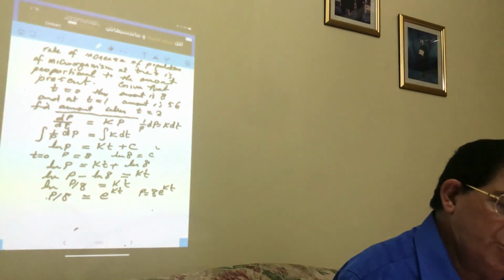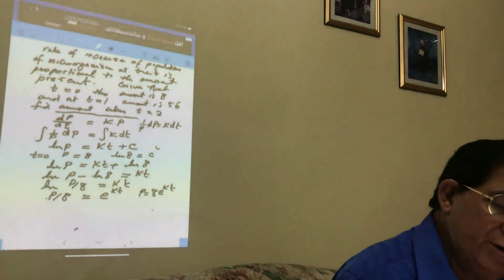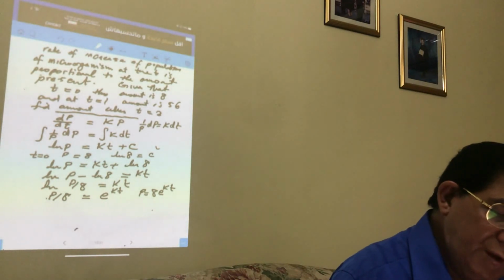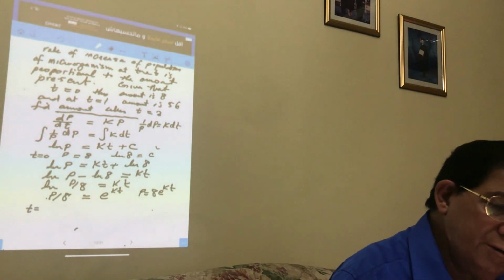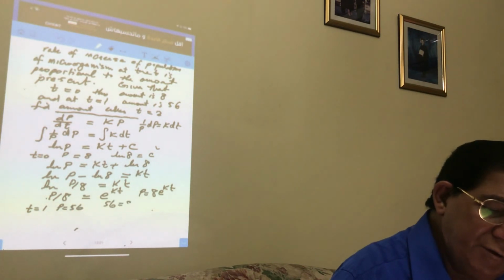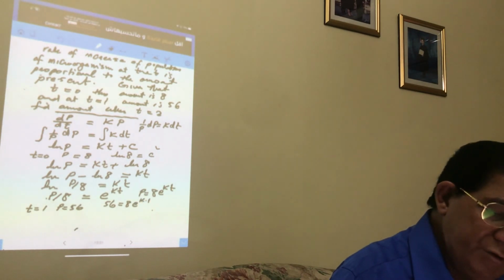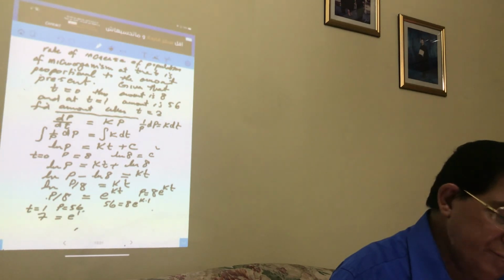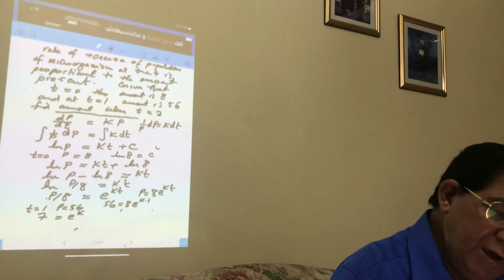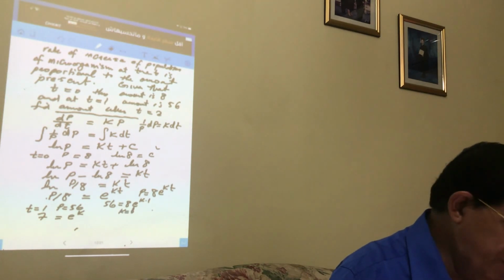Then we substitute t equals 1, it is 56. At t equals 1, P is 56. So 56 equals 8 e to the power k times 1. So 7 equals e to the power k. Taking ln both sides, k equals ln 7.